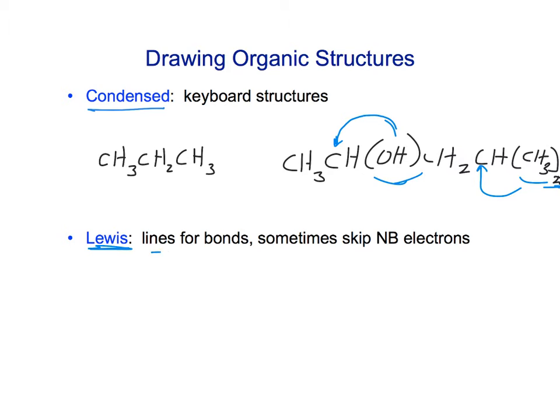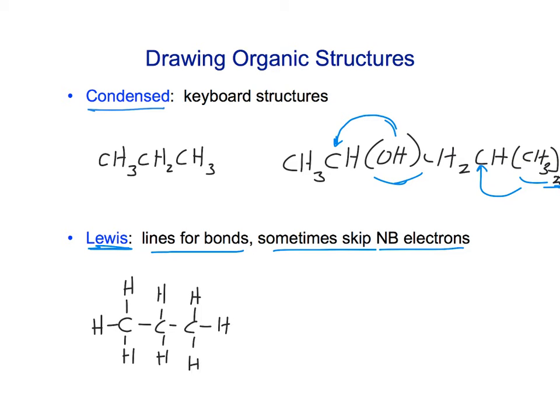The next type of drawing are Lewis structures, and we've already seen Lewis structures. Essentially, in these structures, we use lines for bonds. Usually, if we draw a full Lewis structure, we're going to draw the non-bonding electrons, but sometimes we'll skip drawing those if they're not really necessary. So examples of Lewis structures for the structures above, we could have drawn out all of the bonds like this. Alright, so this is propane, the same as this molecule up here.